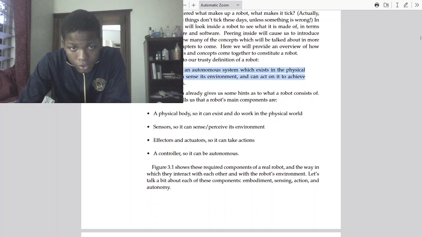So this is the definition of a robot that we got in chapter one. A robot is an autonomous system which exists in the physical world, can sense the environment, and can act on it to achieve goals. So the definition already gives a sense of what a robot consists of. Specifically, it tells us that a robot's components are a physical body so it can exist and do work in the physical world, sensors so it can sense and perceive the environment, effectors and actuators so that it can take actions, and a controller so that it can be autonomous.